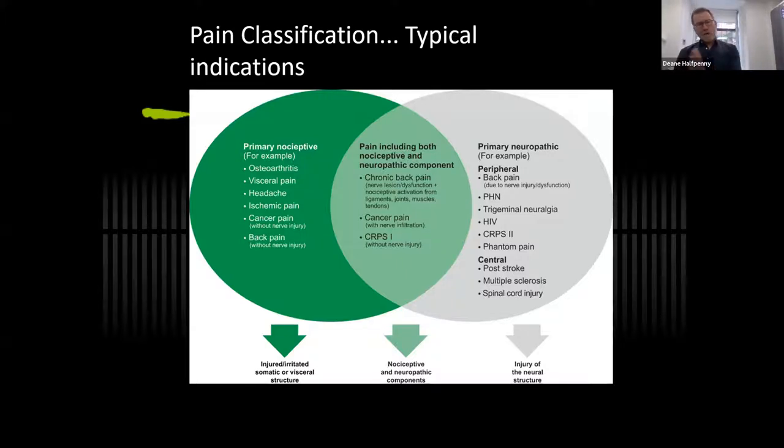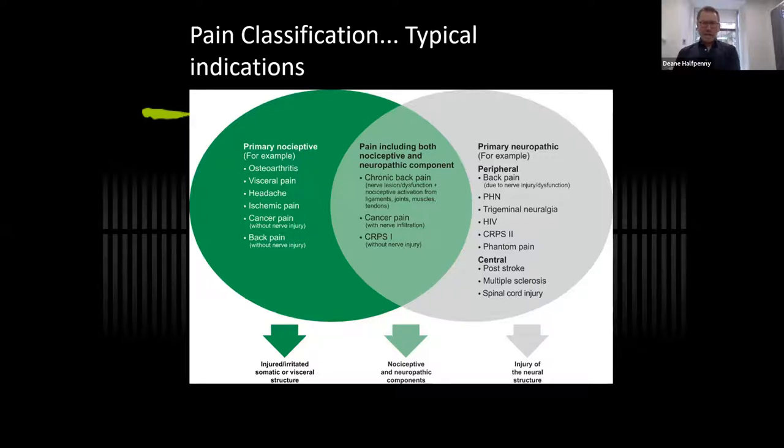Now, if we go across to the Venn diagram on the right and we look at what primary neuropathic, now, the best examples of pure and primary neuropathic pain are definitely things like PHN, post-herpetic neuralgia, trigeminal neuralgia, HIV, CRPS2, and of course, post-stroke, MS and spinal cord injury. So here we've got pure lesions of the nerves. So there's nothing happening peripherally. There may not necessarily be trauma. There can be infection. There can be poisoning. There can be a dysfunction somewhere.